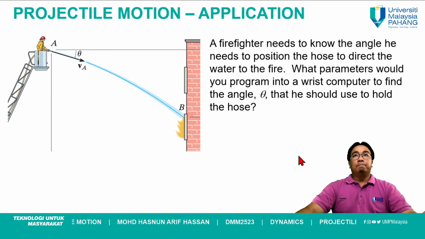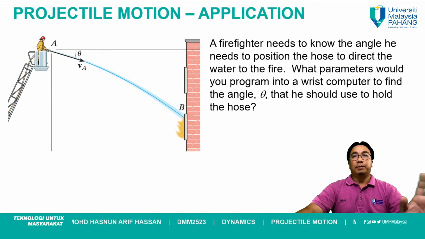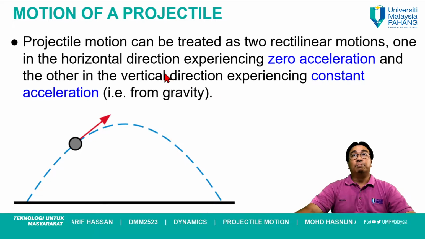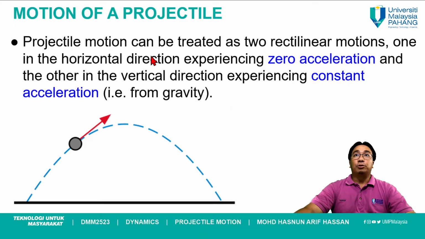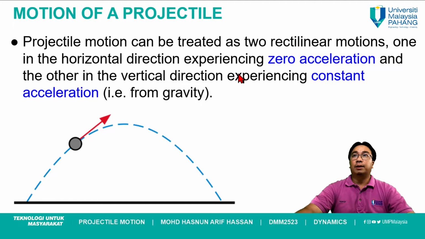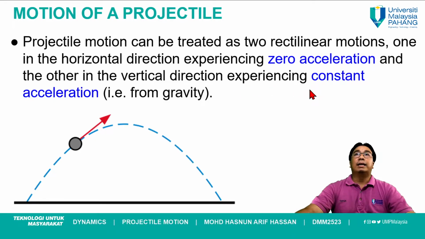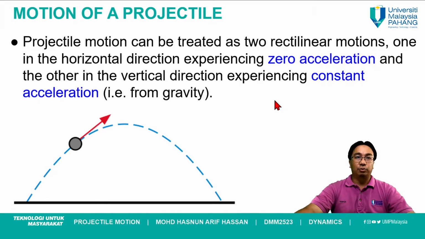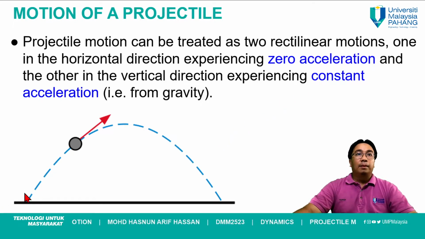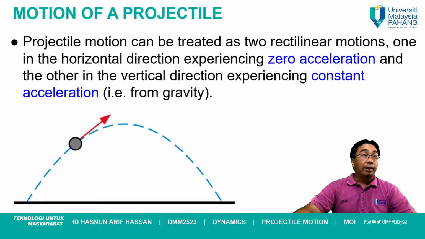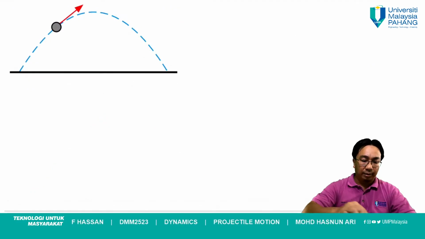Okay, tapi okay, tak apa, itu saya explain kemudian. Let's look at the motion of a projectile. Projectile motion can be treated as two rectilinear motion. Okay, one in the horizontal direction experiencing zero acceleration, and the other one in vertical direction experiencing constant acceleration from gravity. Apa maksud dia ni? Apa maksud ini? Okay, let's look at this. Saya akan cuba draw sikit.